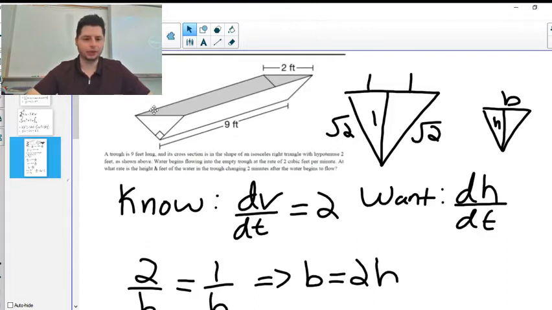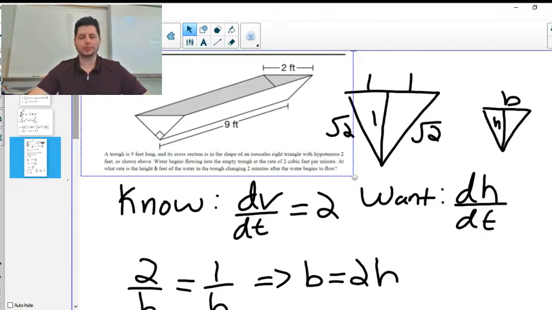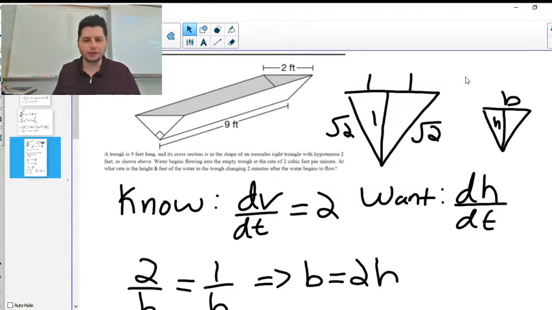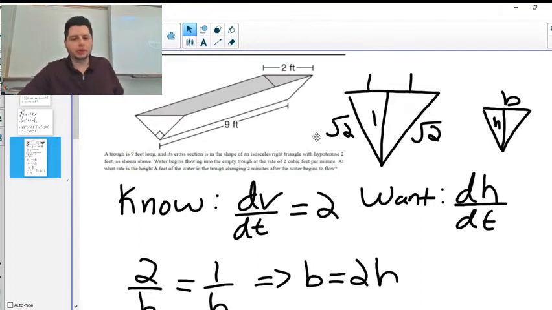I wanted to talk about this related rates problem. It was giving us a little bit of trouble in class, and I just wanted to break it down and explain it a little bit more in depth. So you have this trough, and we have the isosceles triangle, okay?